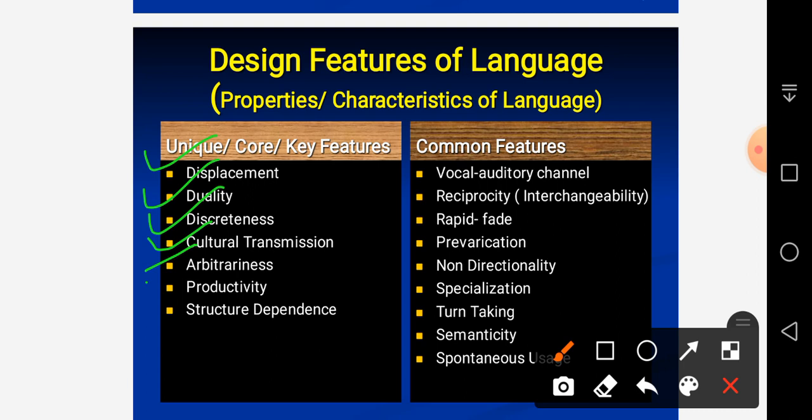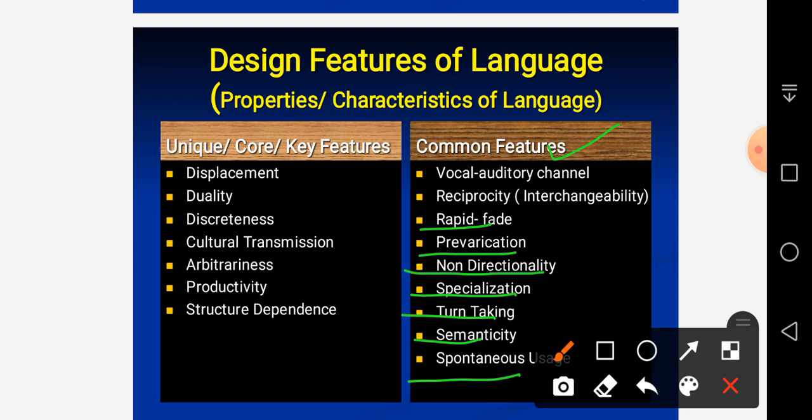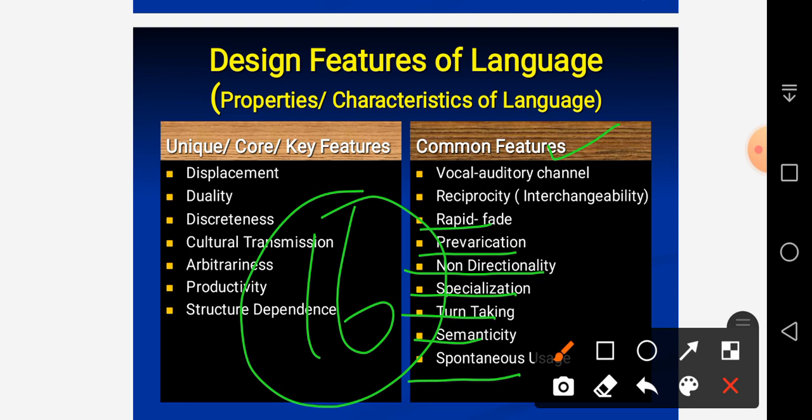Now the next set is common design features. These features are the vocal auditory channel, okay? We use vocal symbols and then we hear these sounds using the auditory mechanism present in our mind and brain. Then reciprocity, rapid fade, prevarication, and prevarication is also found in the human communication system. Anyhow, also non-directionality, specialization, turn-taking, semanticity, and spontaneous usage. So these are about 16 features which define the design of human language.